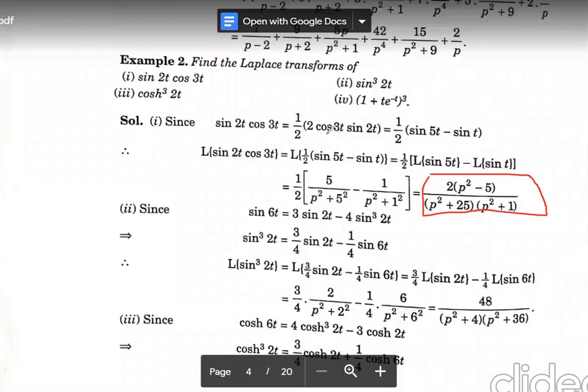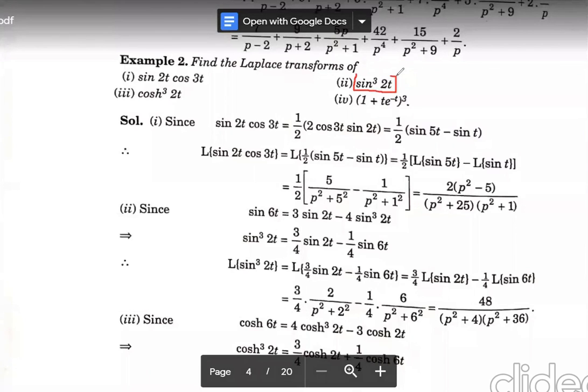So in that way, if you get disconnected, so please join again, okay? Then next is your Laplace transform of sine cube twice t.